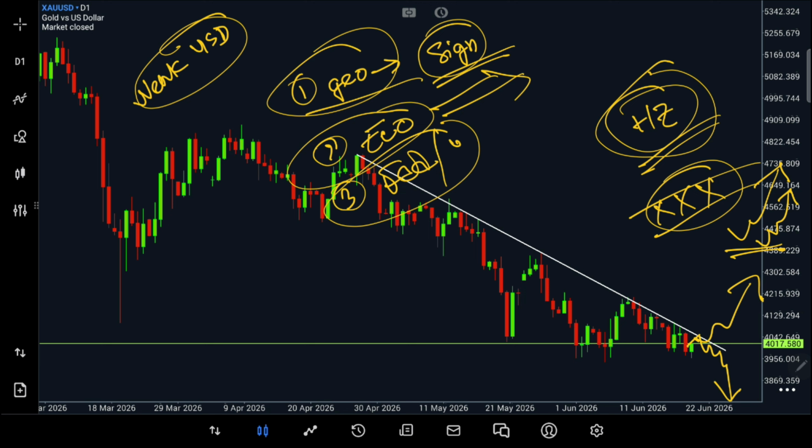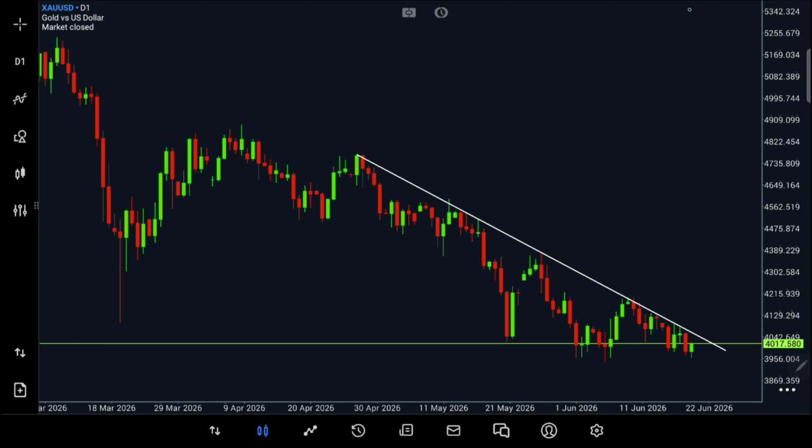And if we get anything from the Fed, if there is any interest rate cut on the Fed or in USD, gold will go up. If we get any higher interest rate, that means if the interest rate goes higher, we will see bearish momentum for gold. That is the fundamental factor.